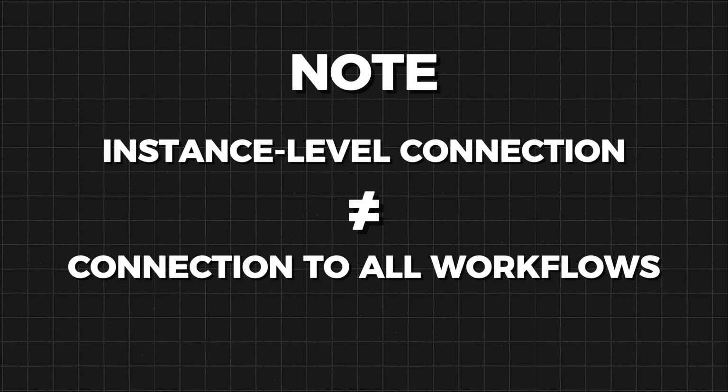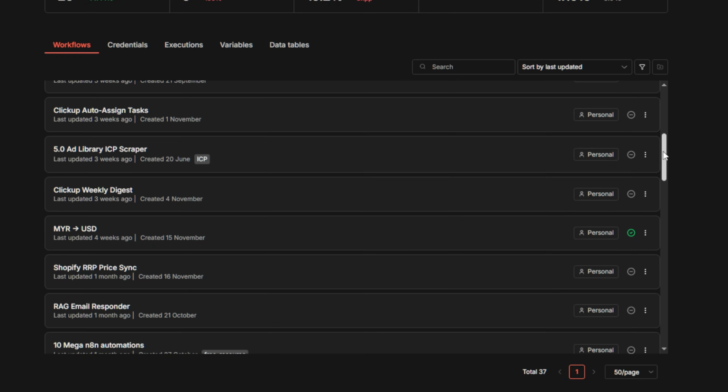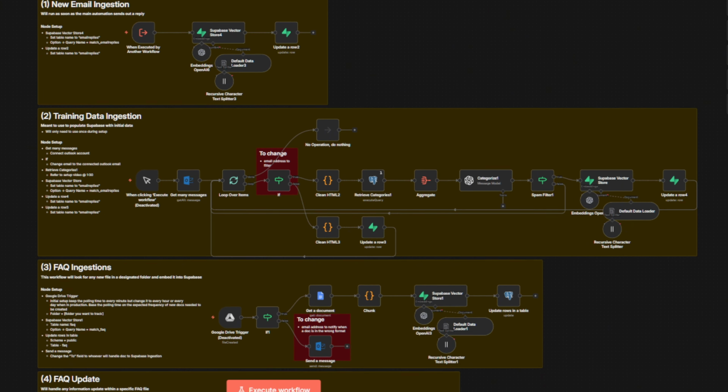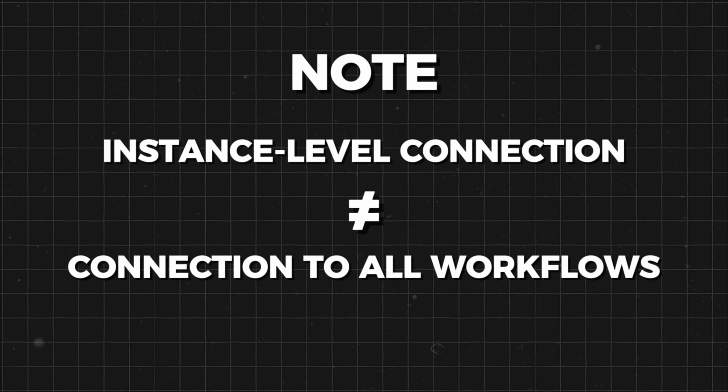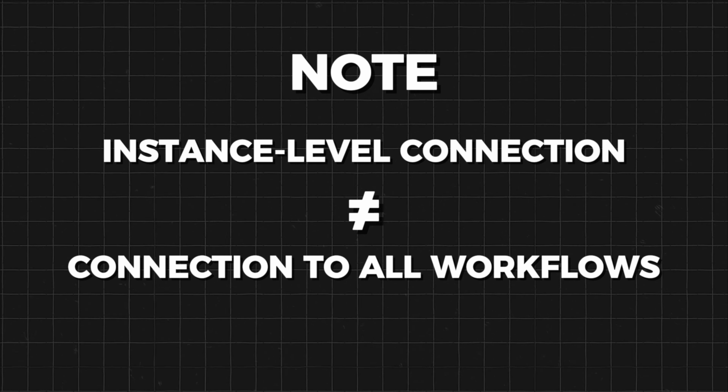Now here's something important. Even though the connection to n8n is on the instance level, you'll still need to give permission to individual workflows for ChatGPT to access them. So if you have automations that could potentially reveal sensitive data, ChatGPT can't trigger that automation unless you specifically enable MCP access for that workflow.